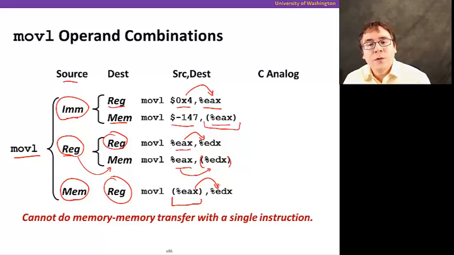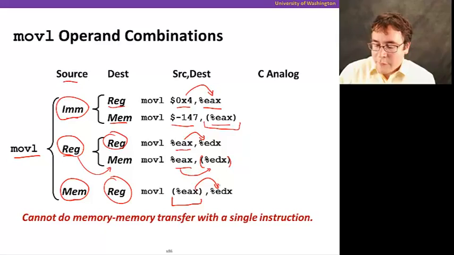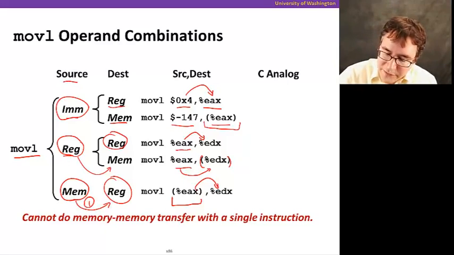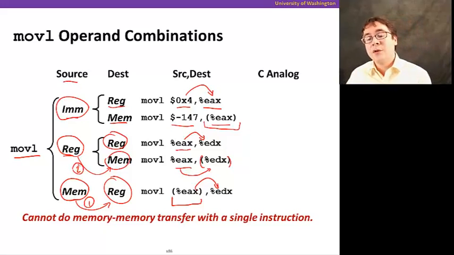You cannot do a memory-to-memory transfer with a single instruction. So how would you do that then? Well, you move it through a register. You get data from memory to a register, that's step number 1. And then you get data from the register to memory, that's step number 2. That's how you move data from memory to memory.